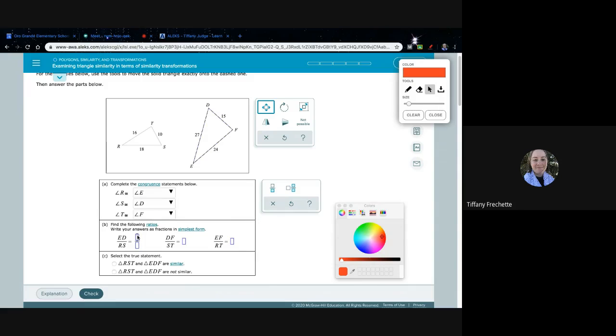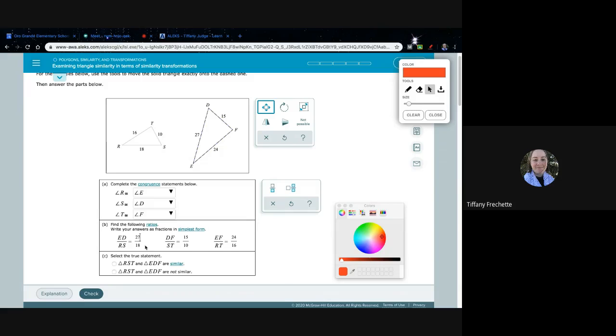So we have ED, which is 27, to RS, which is 18, and then DF is 15, ST is 10, and I'm just taking this right off the diagram. So if it says ST, I'm going here's S, here's T, and that's 10. EF, 24, and RT, 15. So really quick, I typed these in and I did not reduce them. So now I need to go back and reduce them to make sure I get the same ratios here.